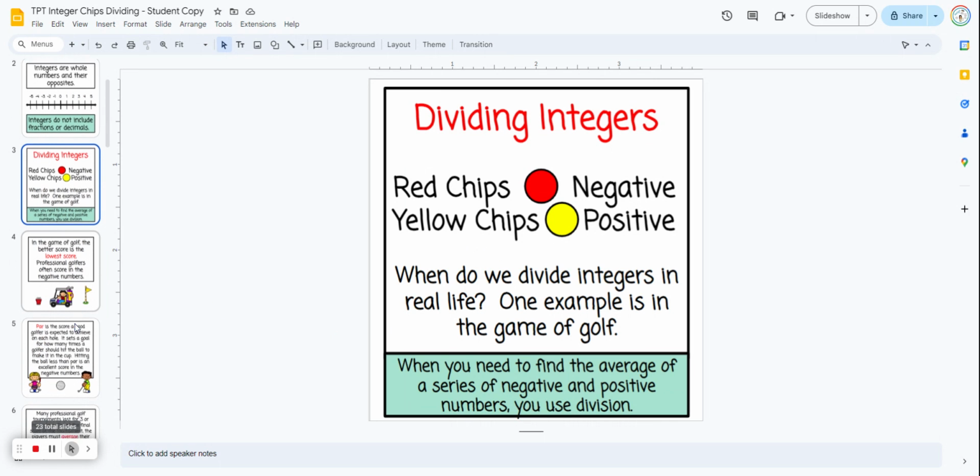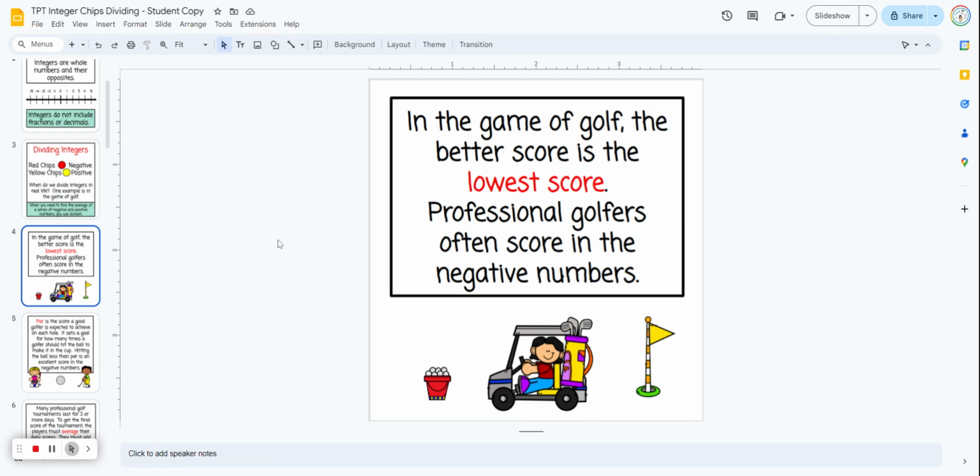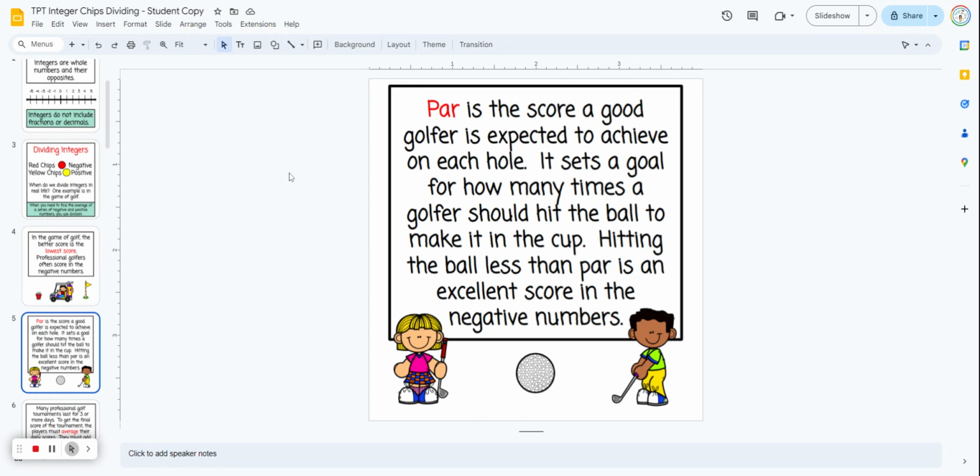So let's see how that works. If students aren't familiar with the game of golf, it tells them that the better score is the lowest score. So professional golfers will often score in the negative numbers. And that means that they have to find an average of negative numbers in order to find their average score for a tournament. So it explains a little bit about par and how that works.